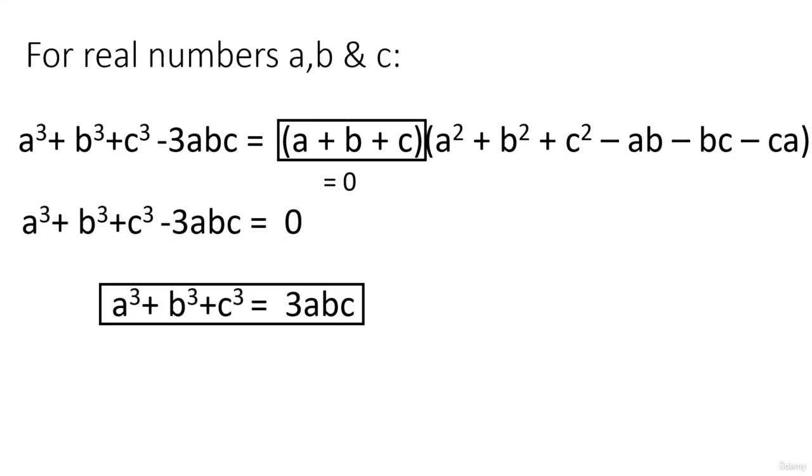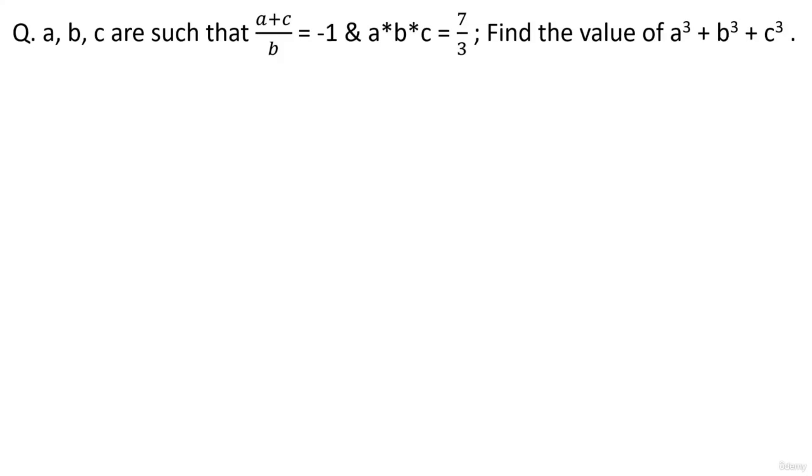Remember this, guys. Whenever we have the expression a cube plus b cube plus c cube minus 3abc, if a, b and c are real numbers and a plus b plus c is equal to 0, then a cube plus b cube plus c cube will simply be equal to 3abc. So now I want you to pause the video and solve this one. It's a very simple question. Please try it out.